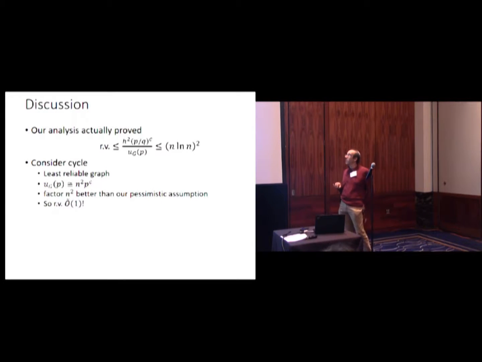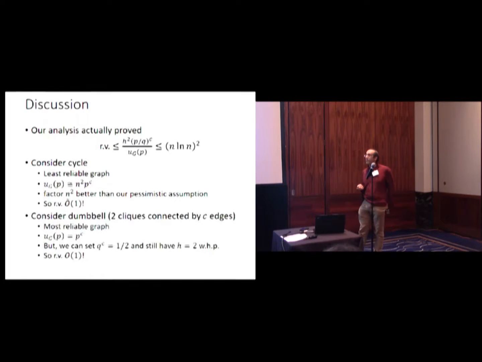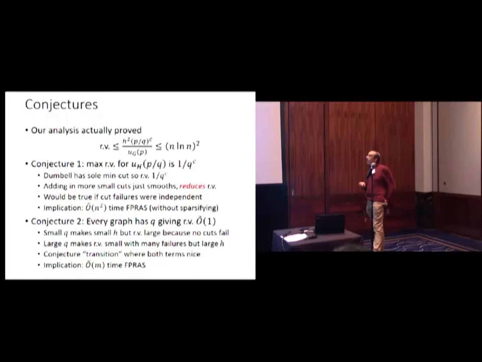It's a factor n squared bigger than our pessimistic assumption, which means we get a relative variance of order 1 on the cycle, and we only need a constant number of trials. If we instead consider the dumbbell, which is 2 cliques connected by C edges, this is the most reliable graph with minimum cut C. So it doesn't give us anything in the denominator. However, we can use a different value of Q. We can set Q equal to 1/2, and we still get a tiny h. So in that case, our relative variance is also roughly 1. So in both these cases, the least reliable and the most reliable graph, we can achieve a relative variance of 1 instead of a relative variance of n squared. And that gives us a linear time FPRAS in both cases.